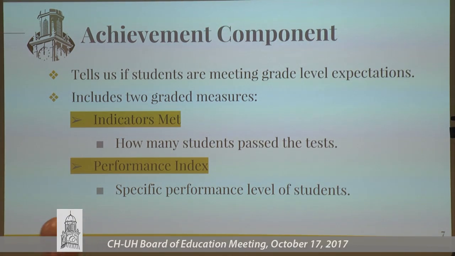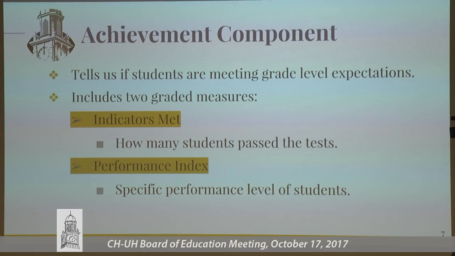The achievement component is probably the most well-known and easiest to understand of all the different measures. It tells us if students are meeting grade level expectations. There are 2 graded measures included with this component, and both look at student performance against the target. One is indicators met, and that looks at how many students pass the test. Passing is defined as scoring proficient or higher on one of the state tests. And in order to meet an indicator, 80% of the students who took the test must have scored proficient or higher. The second measure that's a part of the achievement component is the performance index.